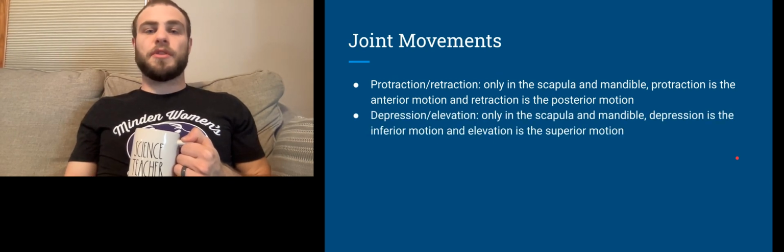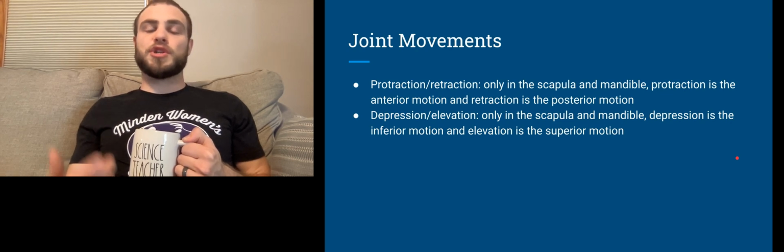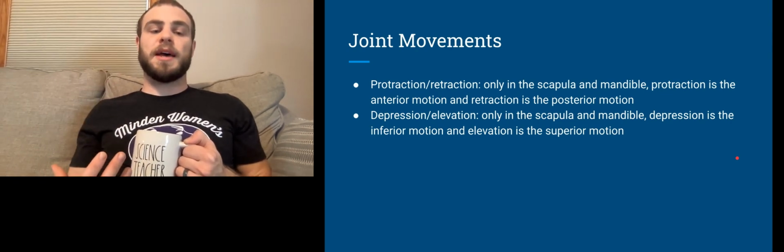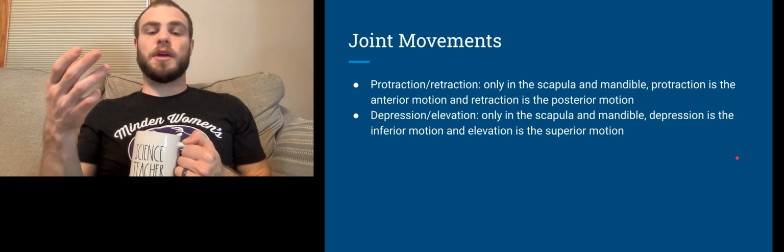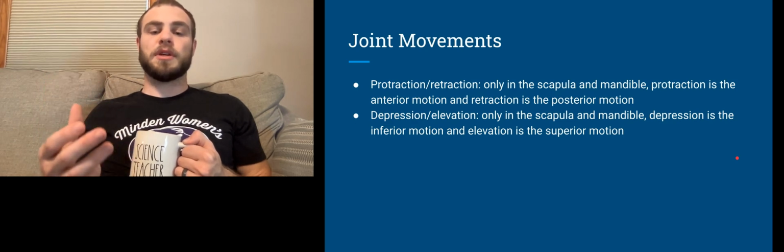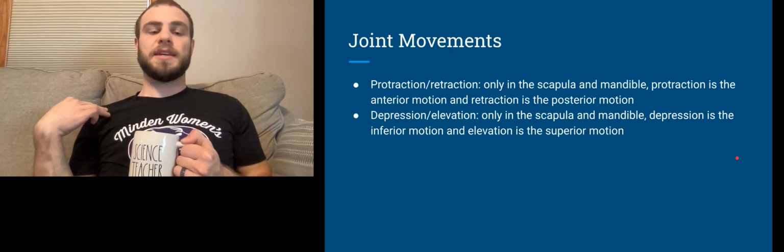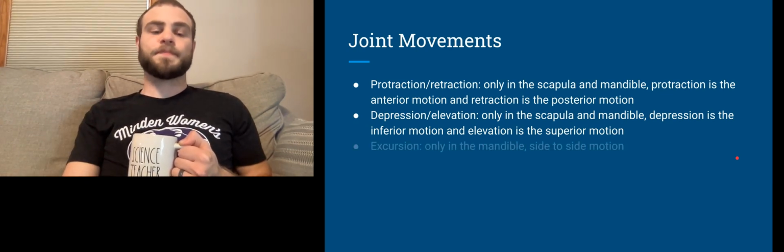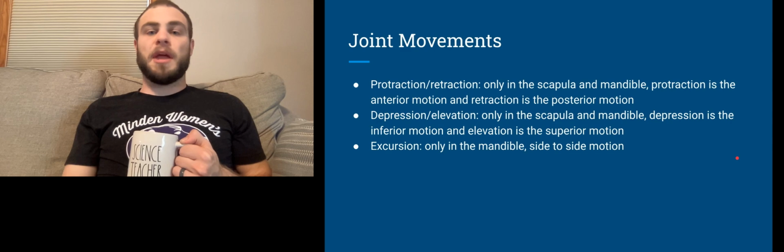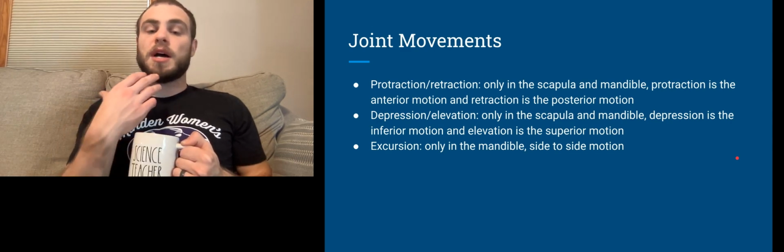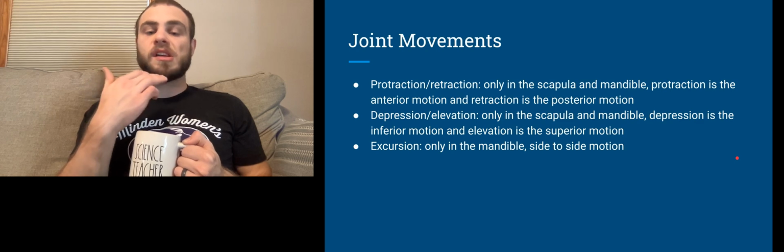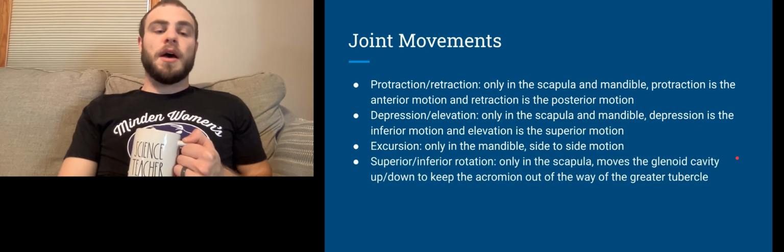Depression and elevation, another pair that are only seen in the scapula and mandible. Depression is where you're going to move the joint inferiorly. Elevation, you're going to move that joint superiorly. So if I raise my shoulders, that is elevation. If I lower my shoulders, that is depression. Excursion is a mandible only joint movement. This is going to be when you move your jaw side to side, that side to side motion.